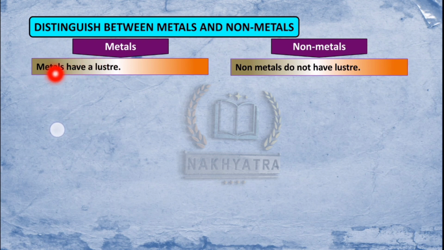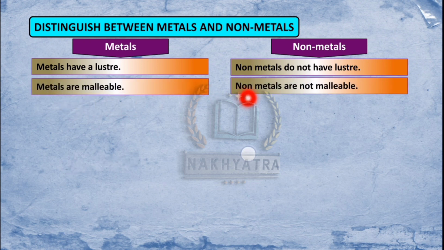So guys, metals have the property of luster, whereas non-metals do not. Metals can be polished and thus have a shiny surface, whereas non-metals have a dull surface because they cannot be polished. Metals are malleable, non-metals are not. That means metals can be beaten into thin sheets or foil, whereas non-metals are brittle and thus cannot be beaten into thin sheets or foil.